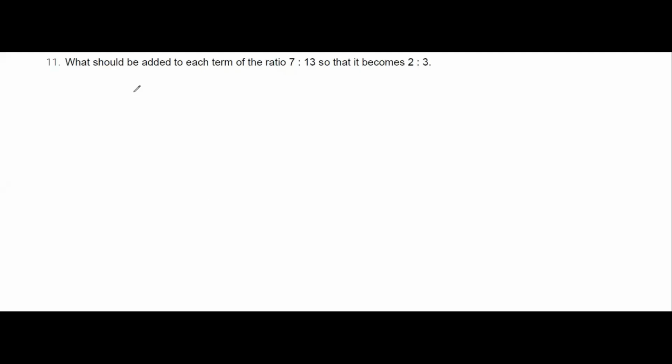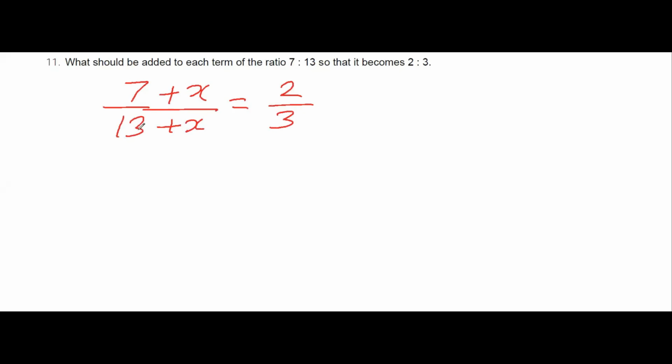So question number 11, it says what should be added to each term of the ratio 7:3 so that it becomes 2:3. Okay, so I have a ratio 7:3. I want to add to each term. Let's say I am adding X to each term to get the ratio 2:3. So here what I can do, I can do dividendo.